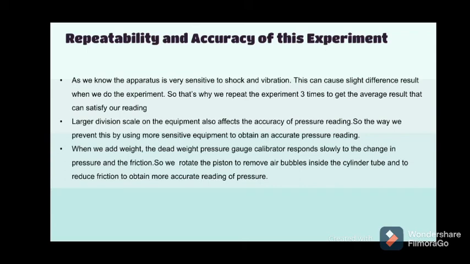When we add weight, the dead weight tester responds slowly to the gauge in pressure and friction. So we rotate the piston to remove air bubbles inside the cylinder tube and to reduce friction to obtain a more accurate pressure reading.